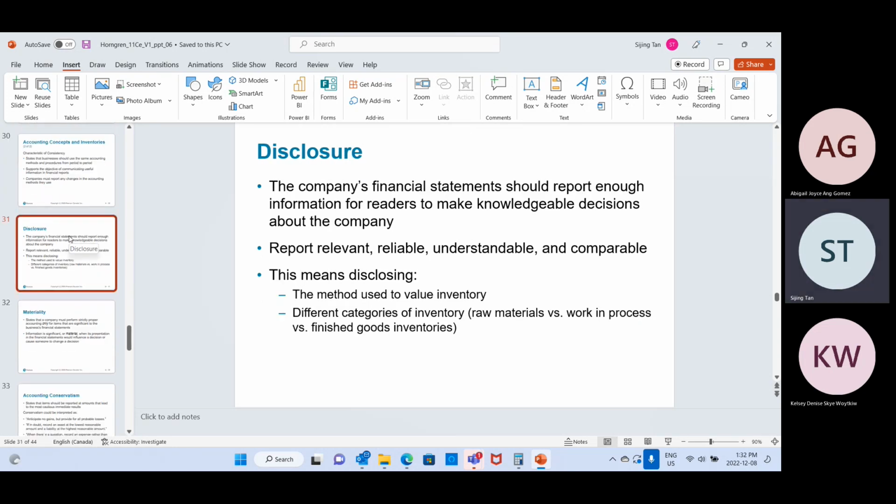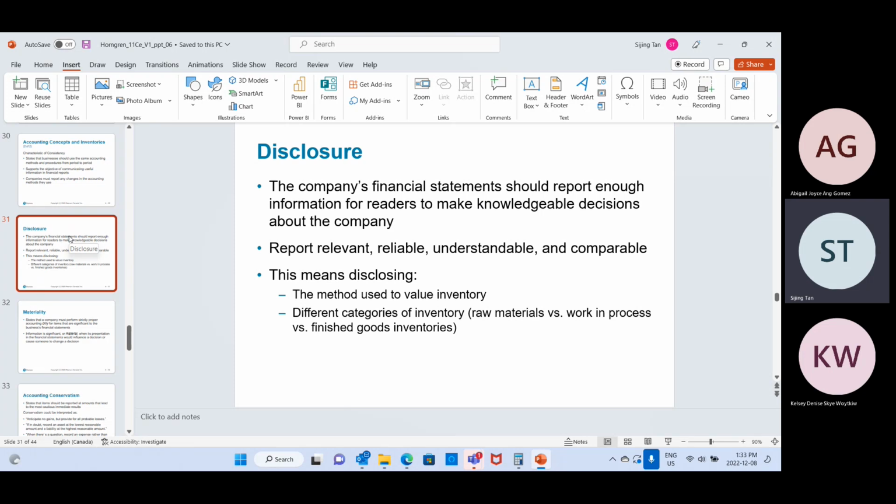The disclosure principle requires companies to report enough information for consumers to make knowledgeable decisions. We know that sometimes a financial statement is pretty simple. There are only numbers in there, but when you open their notes or footnotes, you can see there are a lot of notes under the financial statements because they need to explain all the numbers, especially for cumulative amortization. They should state what kind of assets or capitals have been amortized during how long a period. Those are detailed information.